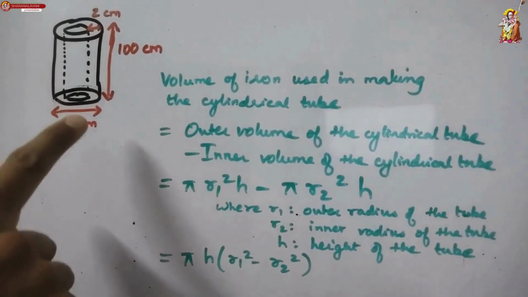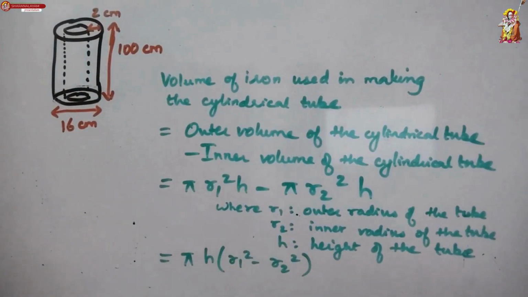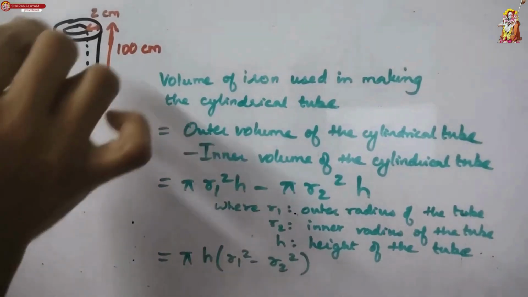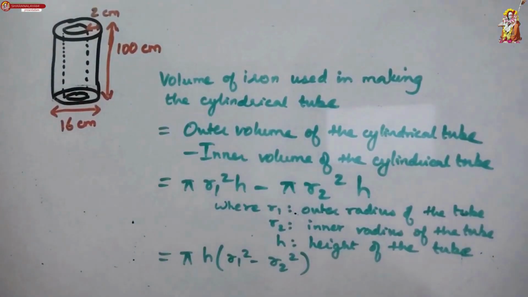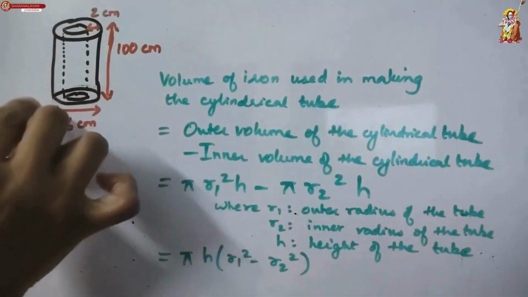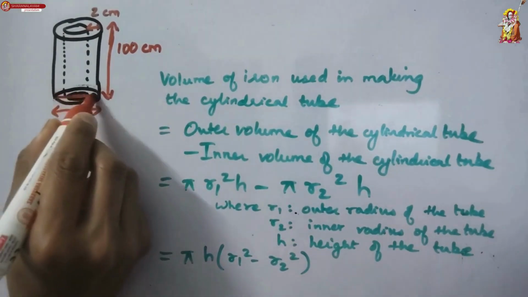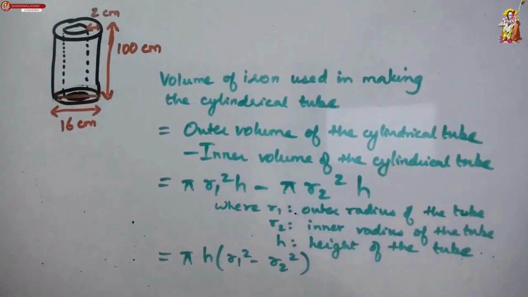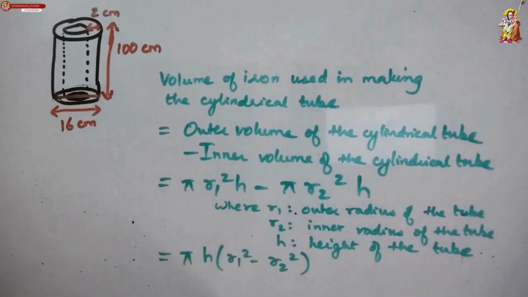Let's say this is the cylindrical tube. This is just for illustration purpose. Now, they say that the iron sheet is 2 centimeters thick. So, that means this, the thickness between the outer tube and the inner tube, that thickness is 2 centimeters. The outer diameter is 16 centimeters. This diameter, the outer diameter is 16 centimeters. And the length, this height is 100 centimeters.